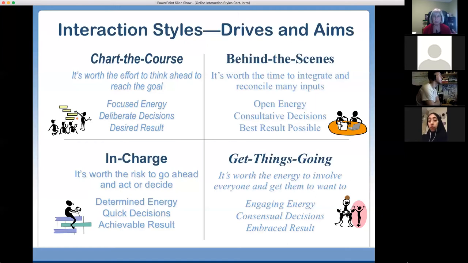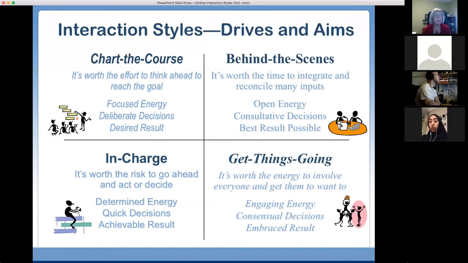Now, there are processes that these patterns have in common, and I'm not going to go into those today, but there are those who tend to be role directing, meaning that they're really comfortable telling people what to do, and that's the ones on the left, chart the course and in charge. Behind the scenes and get things going tend to have a preference to give information because they want that buy-in, they want agreement, and then later maybe tell you what to do.